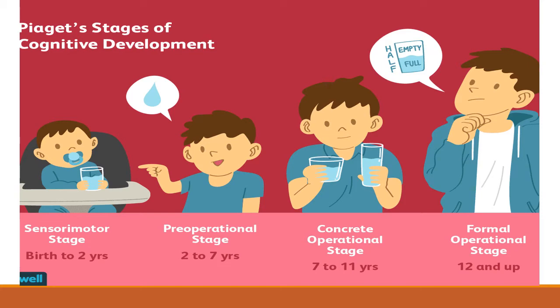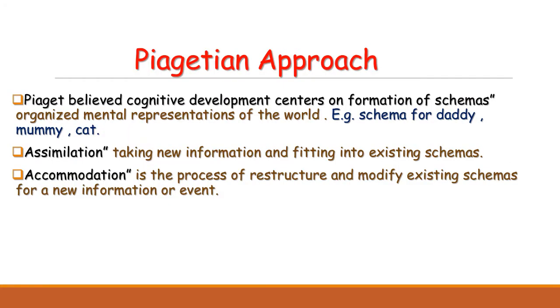So now the Piagetian approach. The Piagetian approach means the important concepts that were presented by Jean Piaget, and these concepts are very important to learn the Piaget theory. The first is schemas, then we have the assimilation concept, and we have the accommodation process. So schemas, what is a schema? Schemas are the organized mental representations of the world.